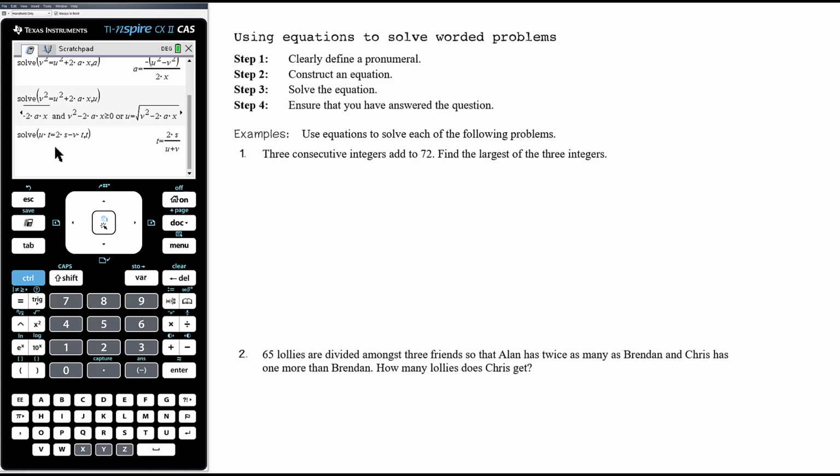The second thing is to construct the equation. That's written very flippantly there at step 2. That's the hard bit. Step 3 is to solve the equation. That's the easy bit. Once you've built the equation, solving it's easy. Step 4 is to then make sure that you've actually answered the question.